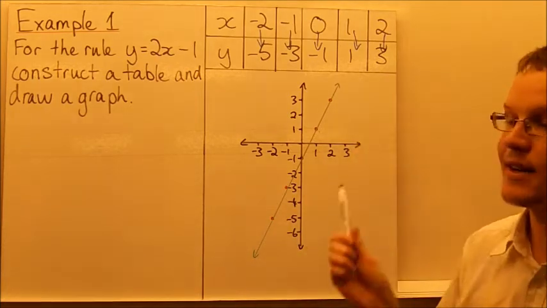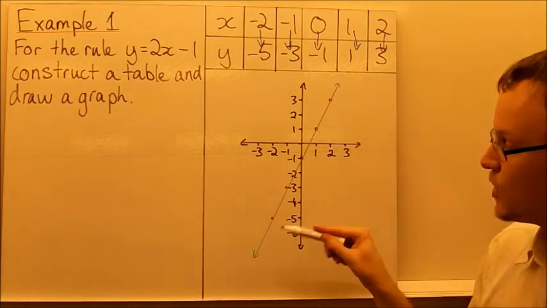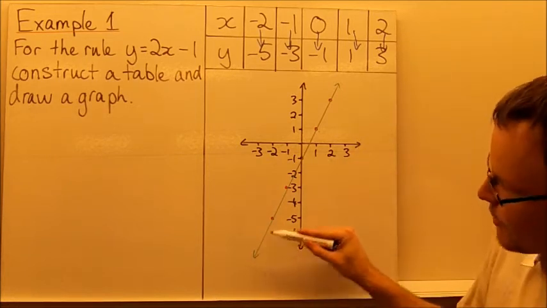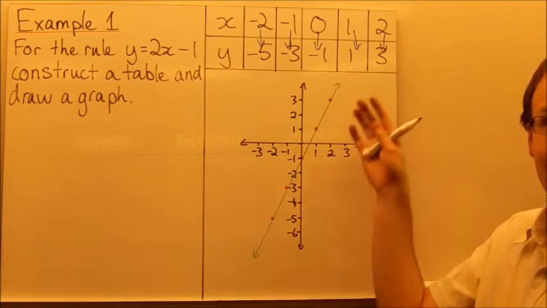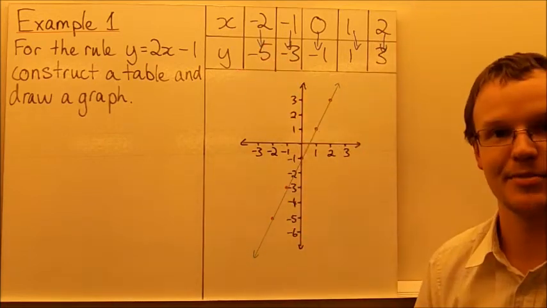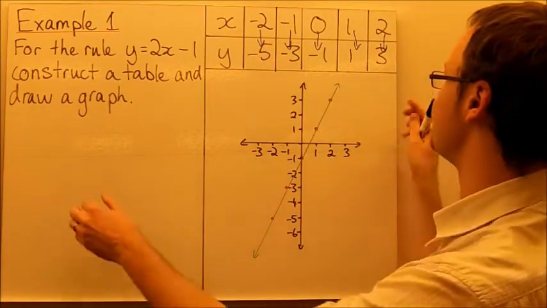Once I've done all that, the last step is to rule a straight line through all the points. Notice I have arrows on the ends. That's because the rule continues. It keeps going for all values of x and y. It's going to be true for all of those values.